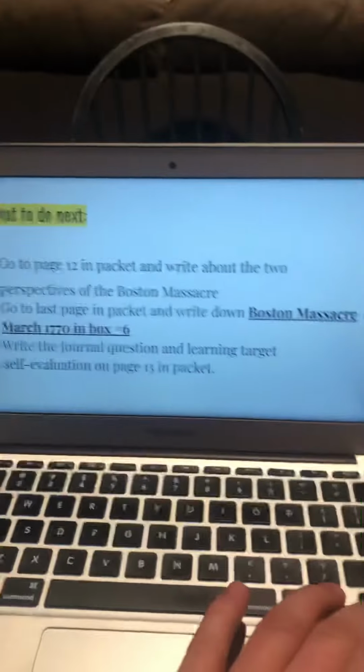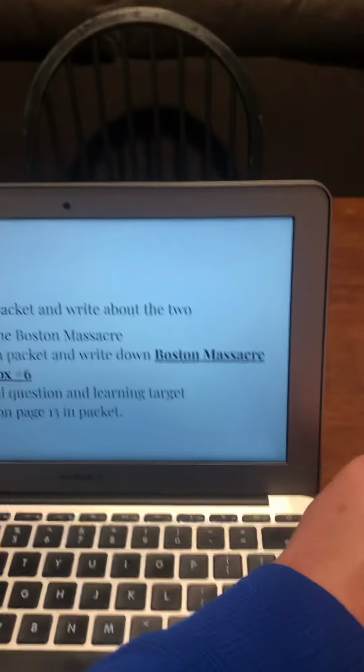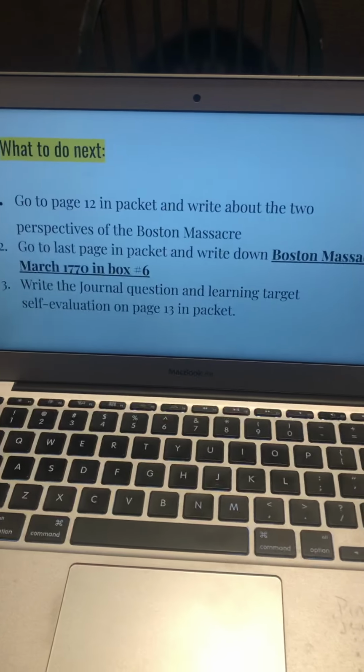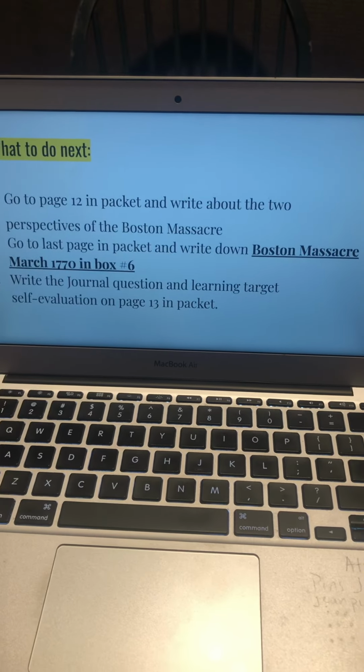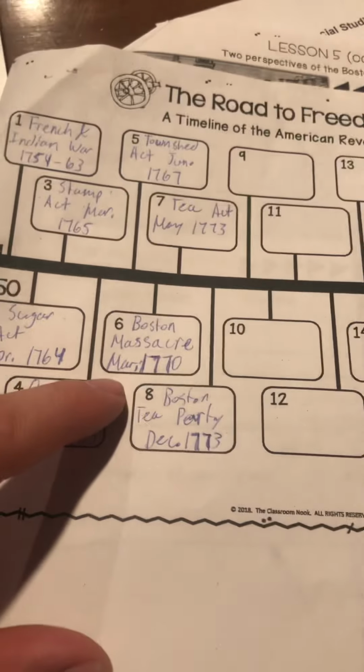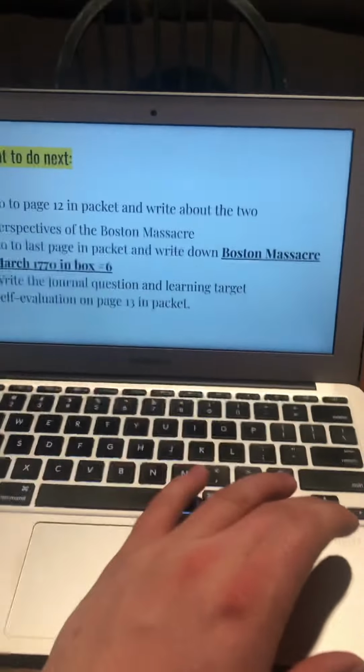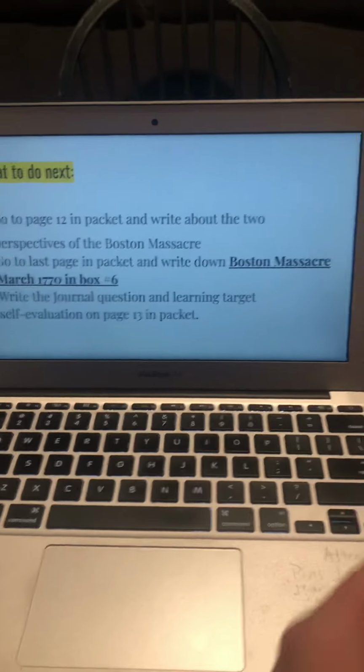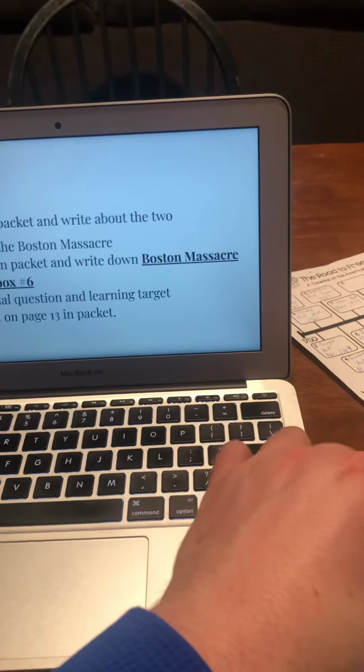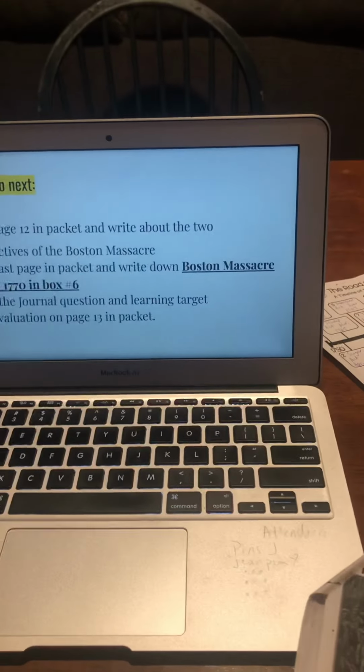Okay. After that, go to the last page and write down Boston Massacre, March 1770, and box number 6. Okay. After that, write the journal question and learning target self-evaluation on page 13 in packet. Okay, so you would have to flip the page over. Page 13 is right here. Okay.